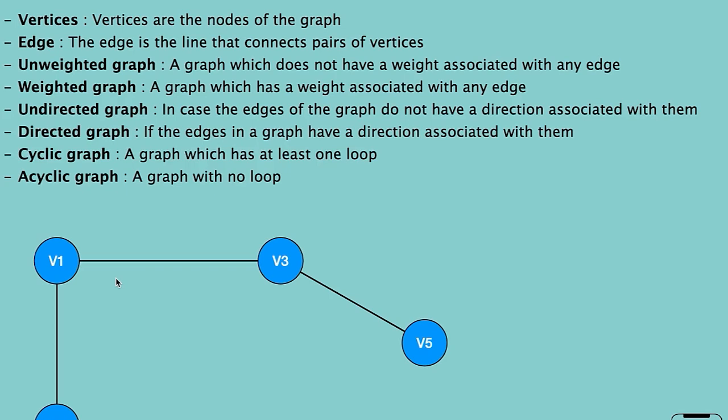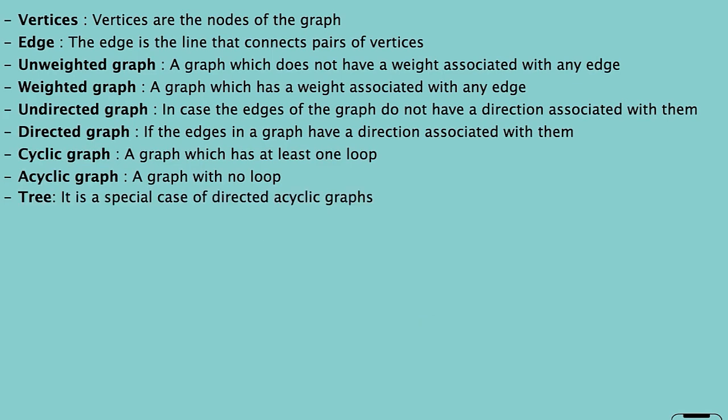Now the next terminology is tree. A tree is a special case of a directed acyclic graph. Here we have a sample tree, and we can see that it's directed. We can travel from V1 to V2, but we cannot come back to V1, and we can travel from V1 to V3 and V5, but we cannot come back. And this is acyclic because there is no loop in this graph. So a tree is a special case of directed acyclic graphs.